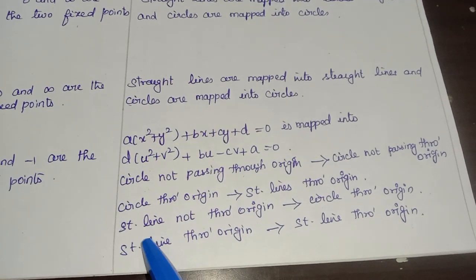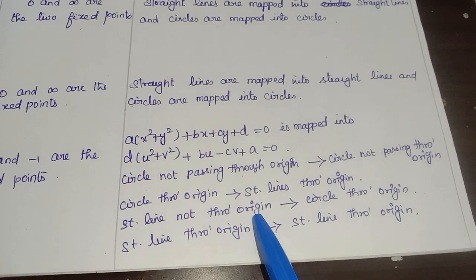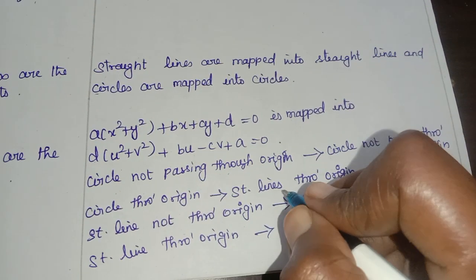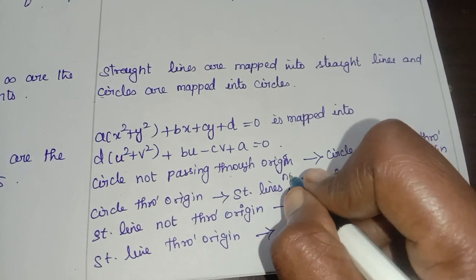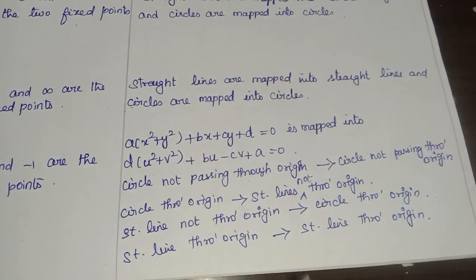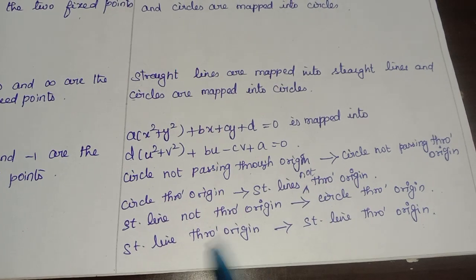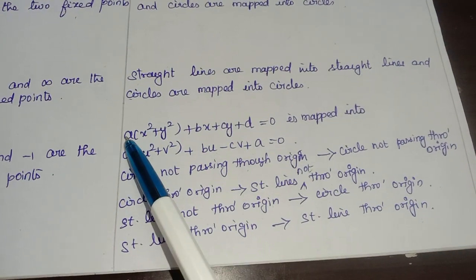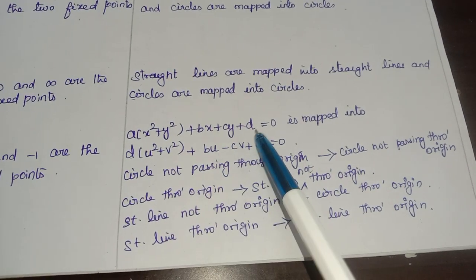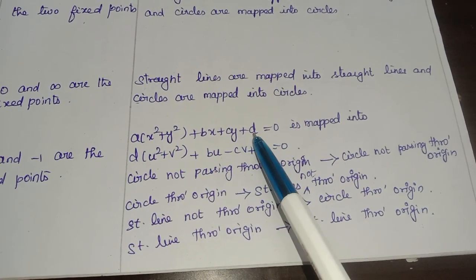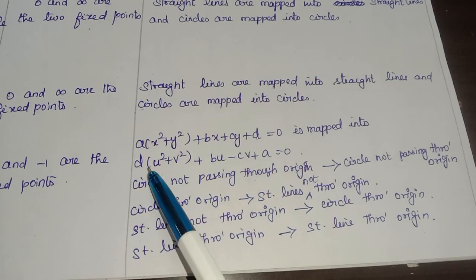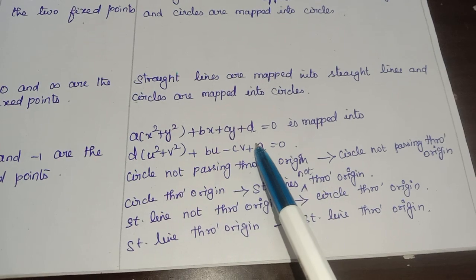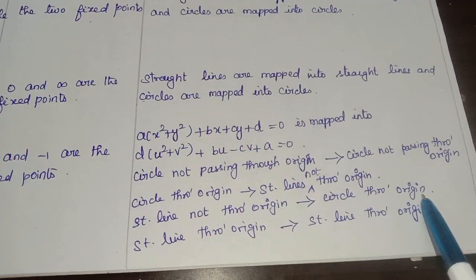Next one, straight line not passing through origin. Straight line means this a should be 0, then only it represents a straight line. Not through origin means d is not equal to 0. In that case, here d is not equal to 0, so it represents a circle. Since a is 0, it represents through origin. So it maps to a circle through origin.